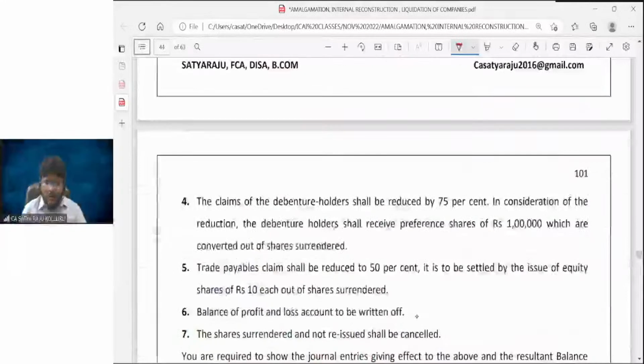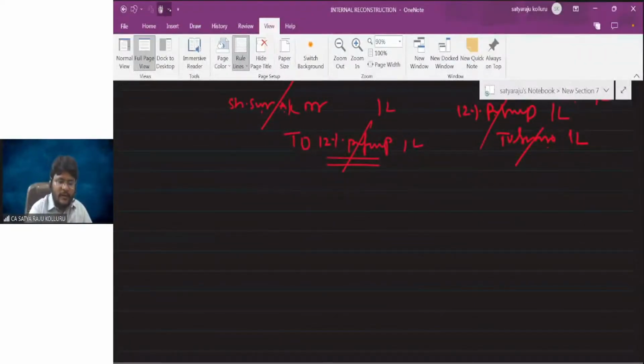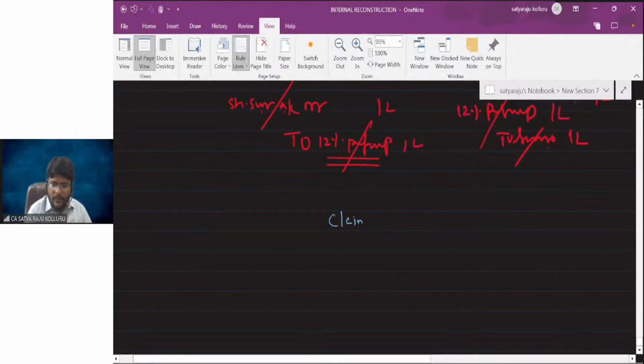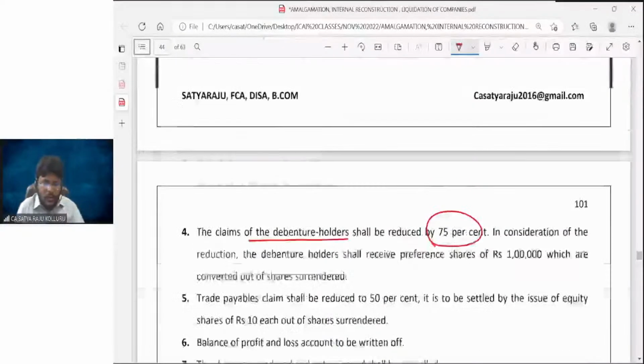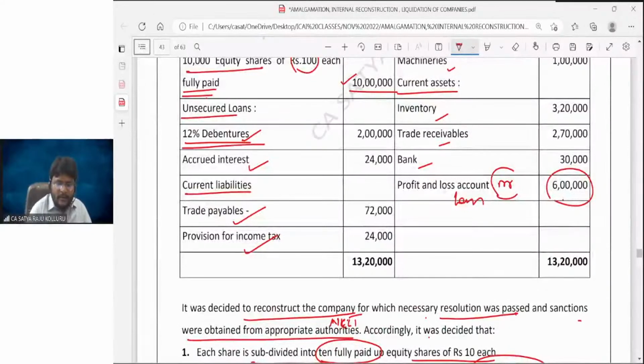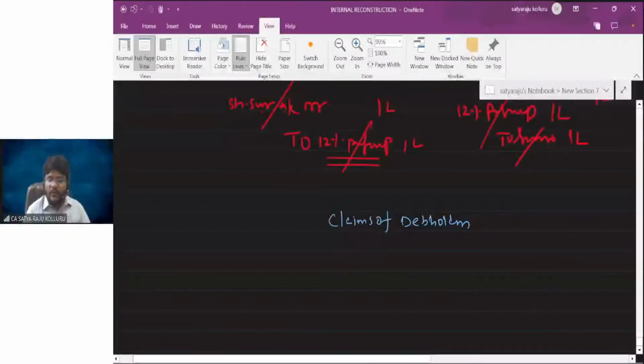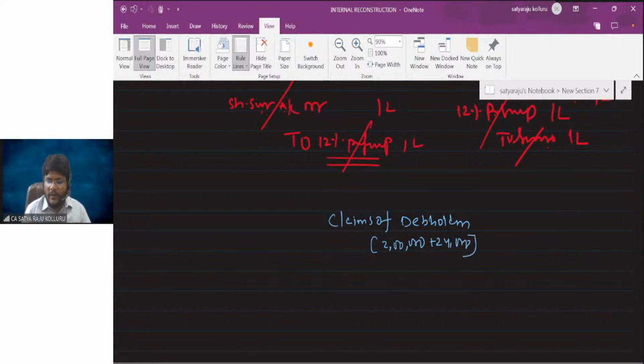Next, come down. The claims of the debenture holders shall be reduced by 75%. First of all, what are these claims of the debenture holders? Let us have a look. Go up. Here 12% debentures is 2 lakhs. Accrued interest on such debenture holders 24,000. Both are related to claims of debentures. He is not talking about debenture capital. He is talking about claims of the debenture holders. Now claims related to debenture holders is 2 lakhs plus 24,000. That is 2 lakh in the form of capital, 24,000 in the form of interest.